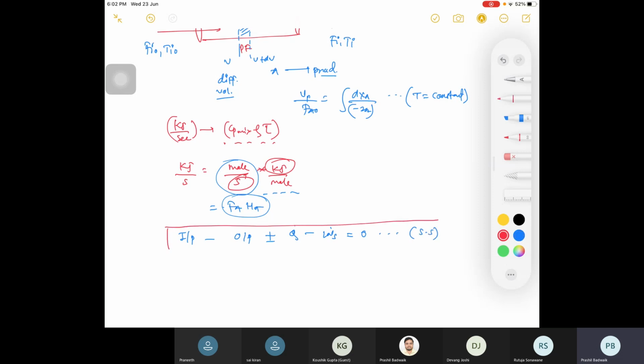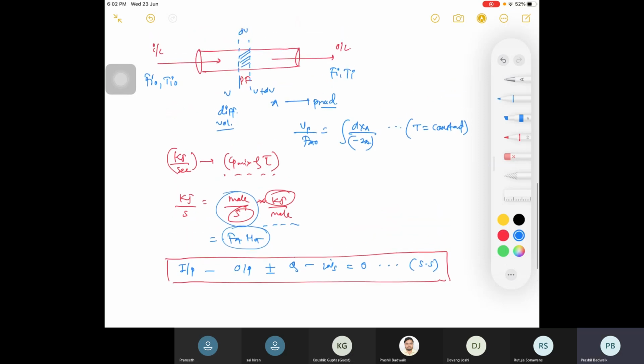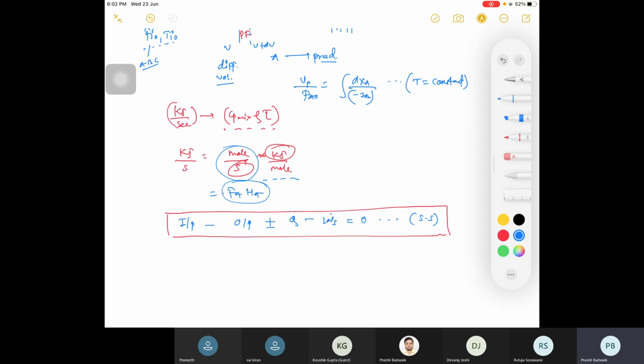In yesterday's class we did the same. What is your inlet? In, what is happening? I could be any of A, B, C, any number of components, all of which will come under I. So I'll sum it over I.